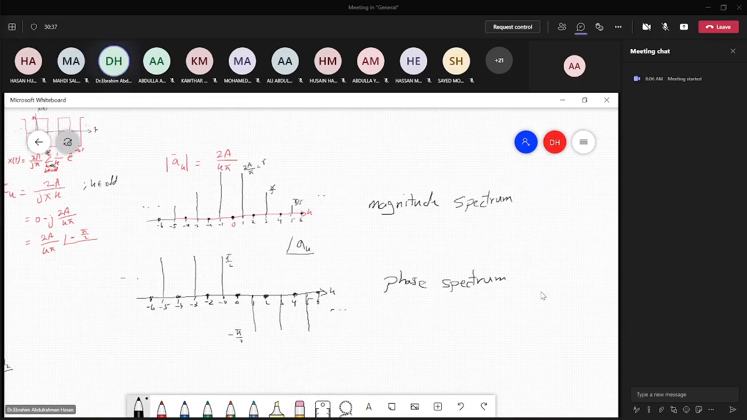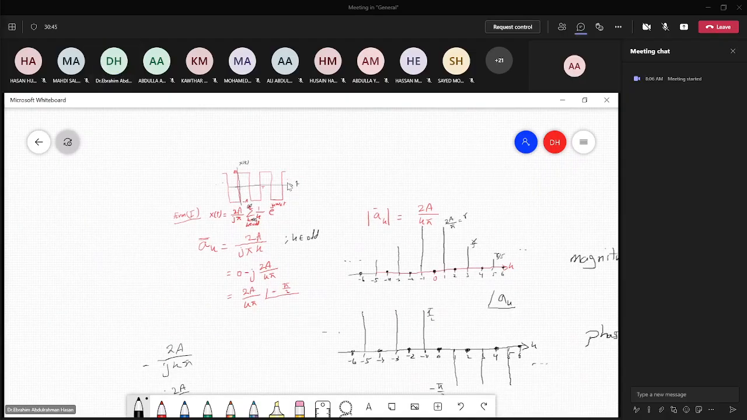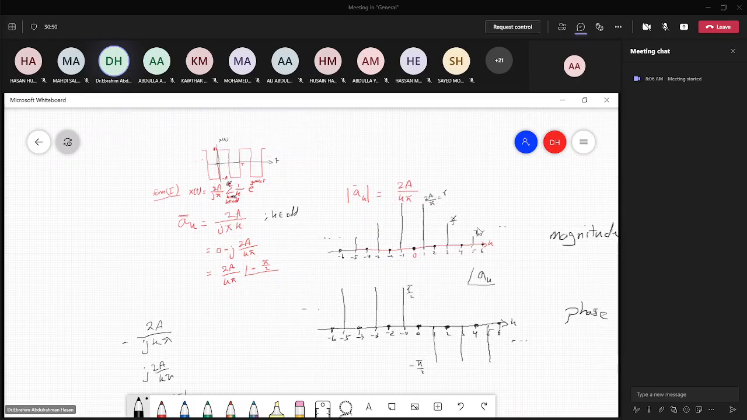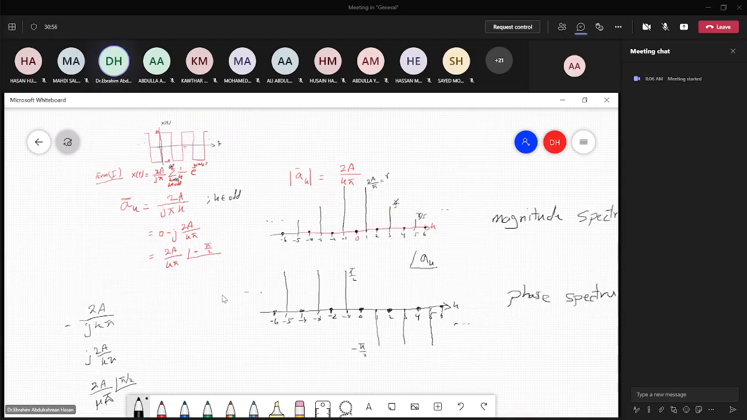Okay, if you want to see the waveform x of t, then you need to use an oscilloscope. Okay, if you want to see the spectrum, then you need to use a spectrum analyzer. The shape is the same, let's see if I have it. I have it, but I don't know where. Let's see.